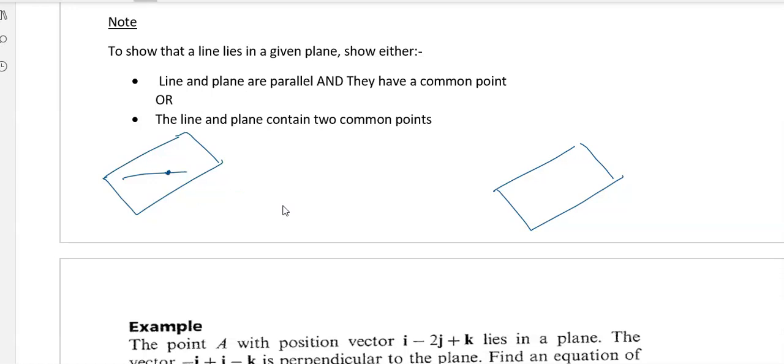Okay, the next one says the line and the plane contain two common points. So if you imagine you've got a point here which is definitely in your plane, and another point here which is definitely in your plane, then if your line goes through them, your line has to be contained within that plane as well. So that's all they're talking about here.